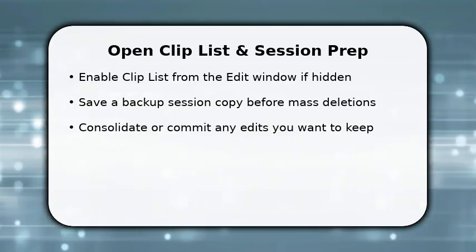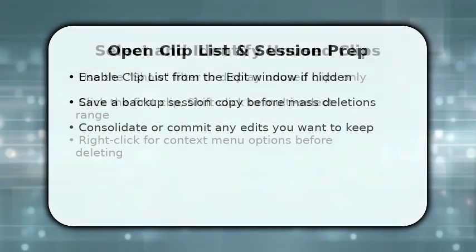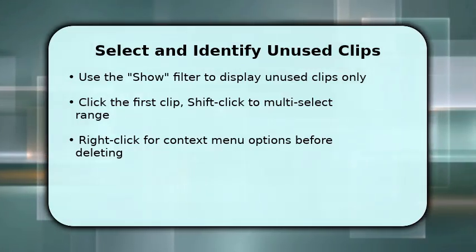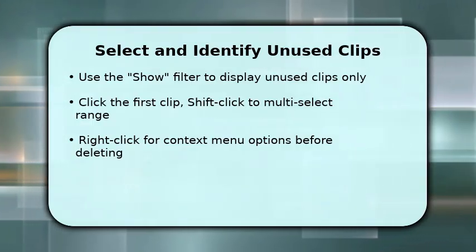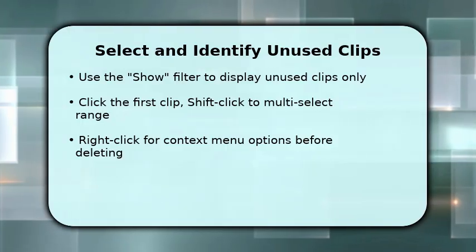Now you'll isolate unused material. Use the clip list show menu and choose Unused to filter everything else out. Once filtered, click the first unused clip, then shift-click the last to select a block, or use Command/Control for individual picks. You're doing this to avoid touching clips in use.